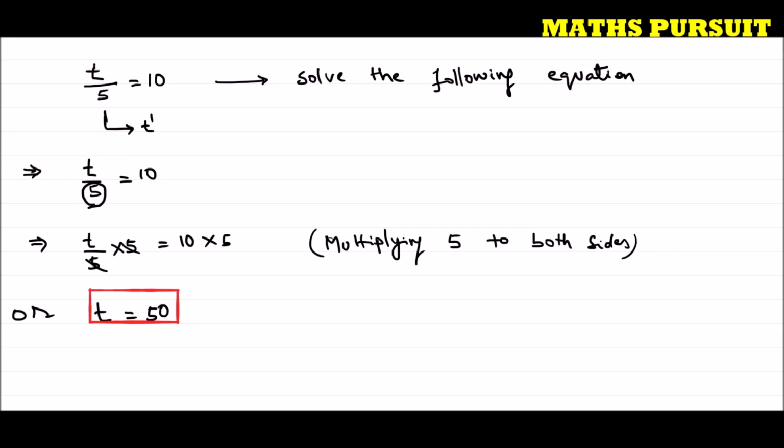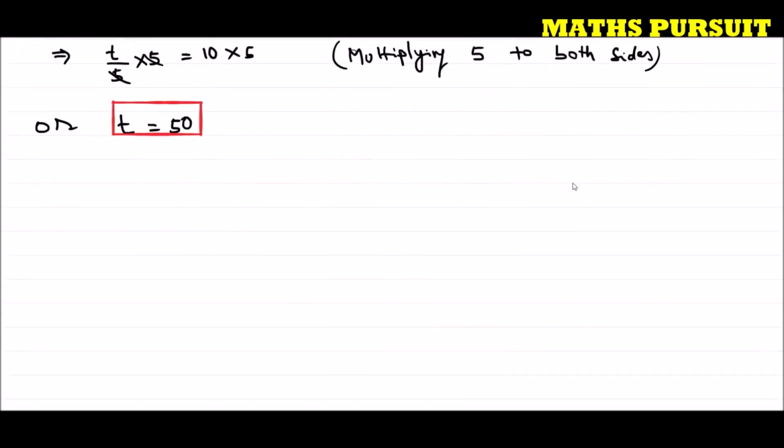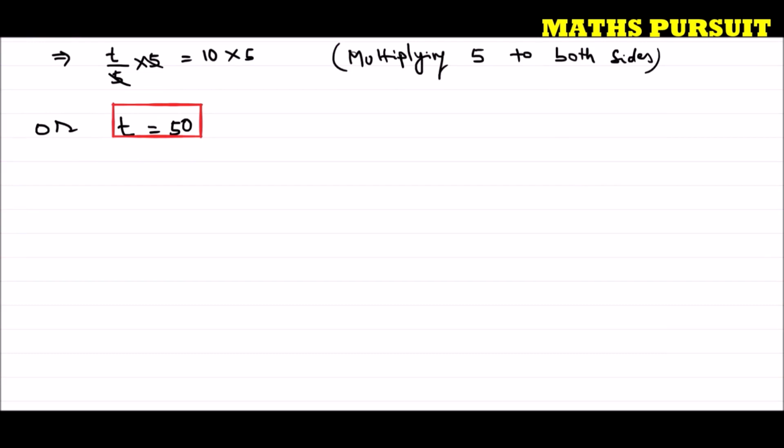Hope guys you understood this. But now let us check our answer, whether the answer that t is equal to 50 is correct or not. We should always do a quick check. How will we check? Let's see. The question has given us t upon 5 is equal to 10.